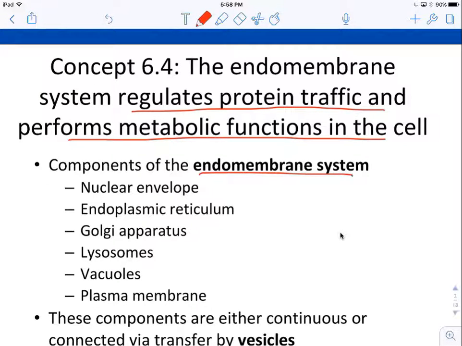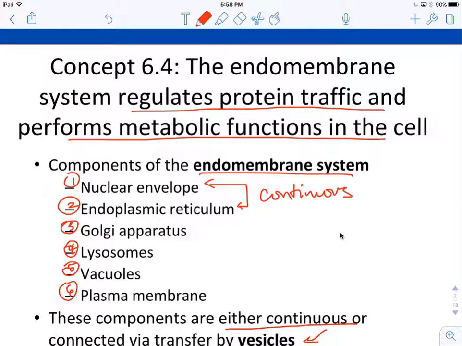The components of the endomembrane system, there are many. 1, the nuclear envelope. 2, the endoplasmic reticulum. 3, the Golgi apparatus. 4, lysosomes. 5, vacuoles. And 6, the plasma membrane. These components are either continuous or connected by transfer vesicles. The nuclear envelope and endoplasmic reticulum are continuous.